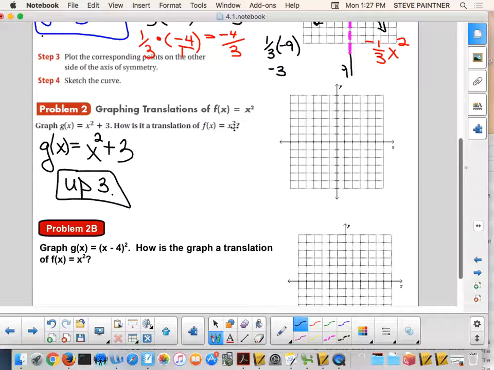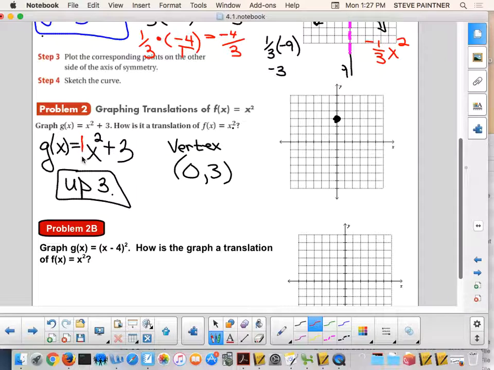So help me out here. What's the vertex in this one? 0, 3. Okay, up 3 right here. Tell me the a value. Do you see the a value? 1. Yeah, it's right here.